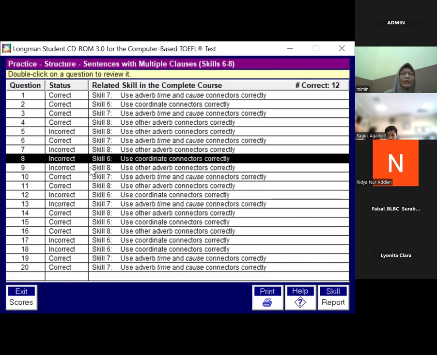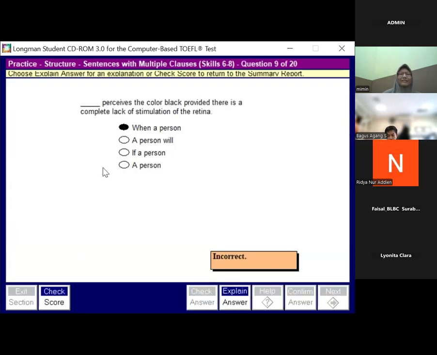Next, well, if you have any questions while I'm trying to review this, please feel free to ask me. All right, now, why is when a person incorrect? When a person perceives the color black, when is a connector. So if you put another connector, we have double connector. So which one should be the answer?